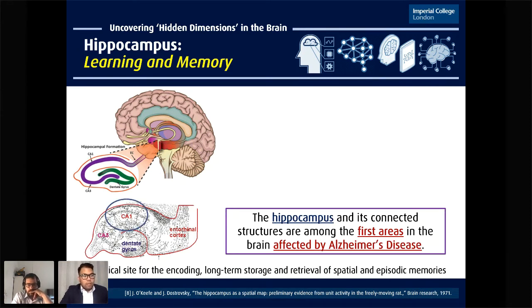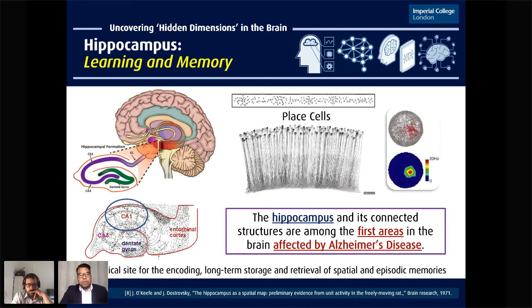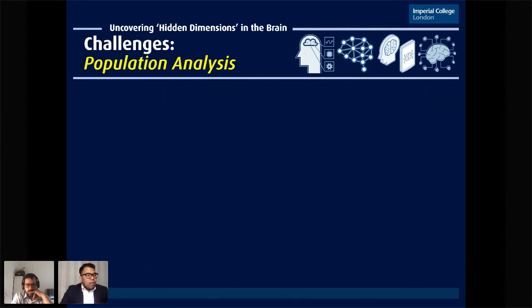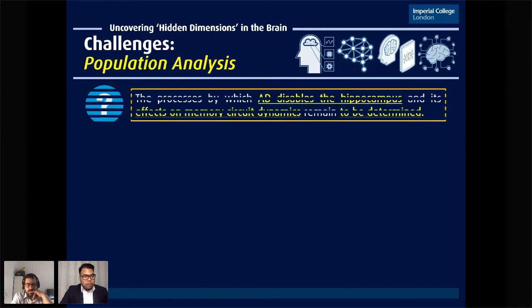The cells in its CA1 region, called place cells, can be used as a model in understanding how information is represented on the single neuron level and how they coordinate at the population level for the encoding, consolidation, and retrieval of memories. However, although much is known about neural circuits and molecular pathways required for normal hippocampal functions, the processes by which neurodegenerative diseases disable the functioning of the hippocampus and the connected structures remain to be determined. Several studies have used single neuron analysis in understanding the role of the hippocampus.